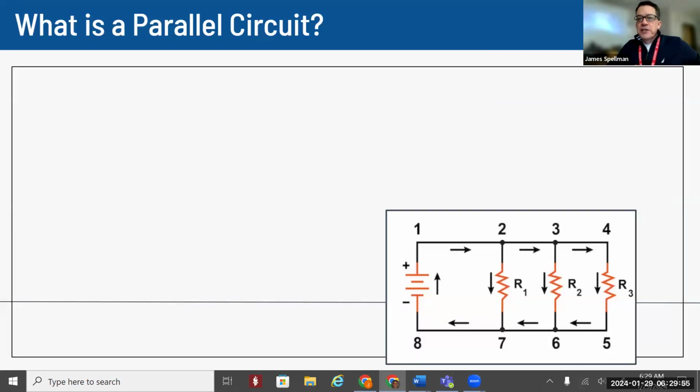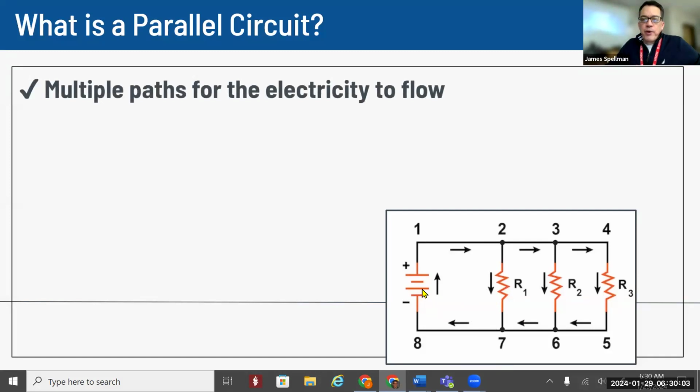A parallel circuit is more complicated. You can see the diagram down here in the bottom. It's still a complete pathway for electricity, but what we see is that there are multiple pathways that the electricity can flow through. We still have a battery over here on the left. And as the electricity flows, once it gets to point 2, it has, let's see, options here. Well, it's electricity, it doesn't really have options, but it will flow either to point 3 or to point 7. Some of it will go to 3 and some of it will go to 7.